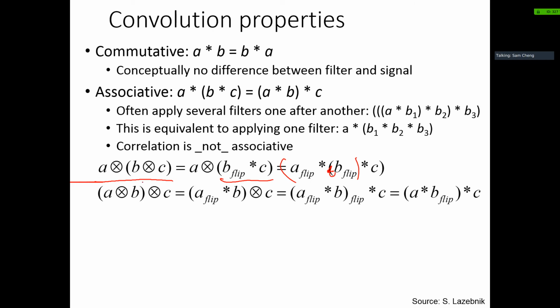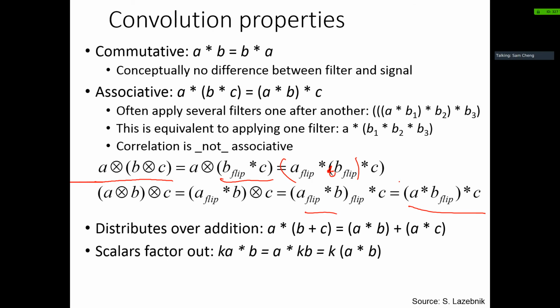But on the other hand, if I do A correlated with B first, that gives A flip convolve with B, and then correlate with C gives A flip convolve with B flip and then convolve with C. I didn't show this step, but believe me, this is very simple math. In the last line, this is equal to A flip convolve with B flip, so therefore equal to this. So these two are not the same, therefore correlation is not associative.